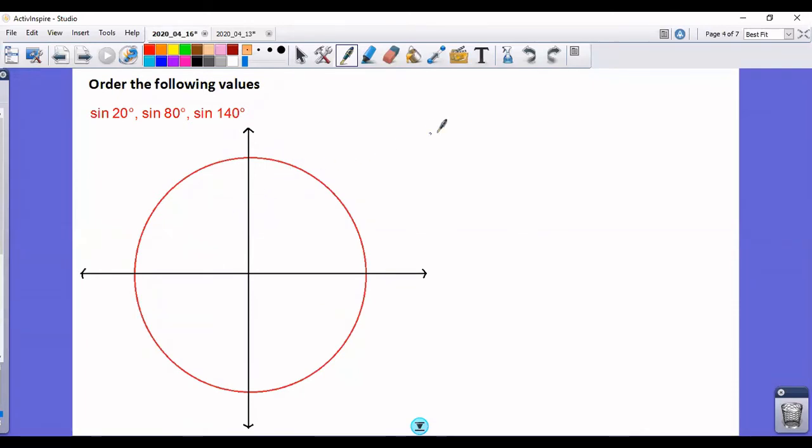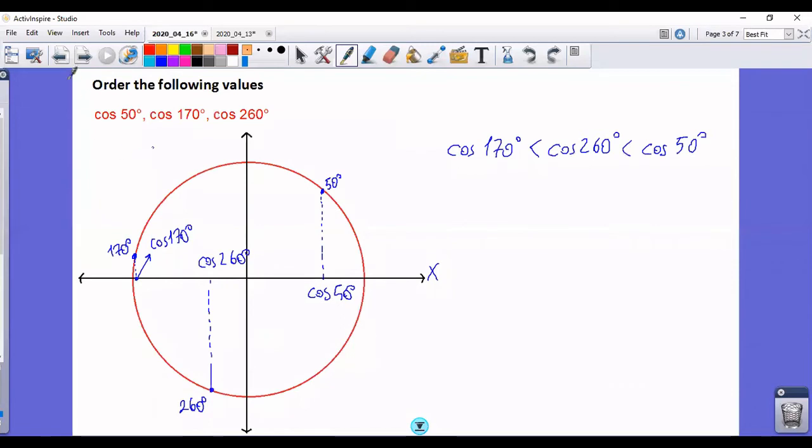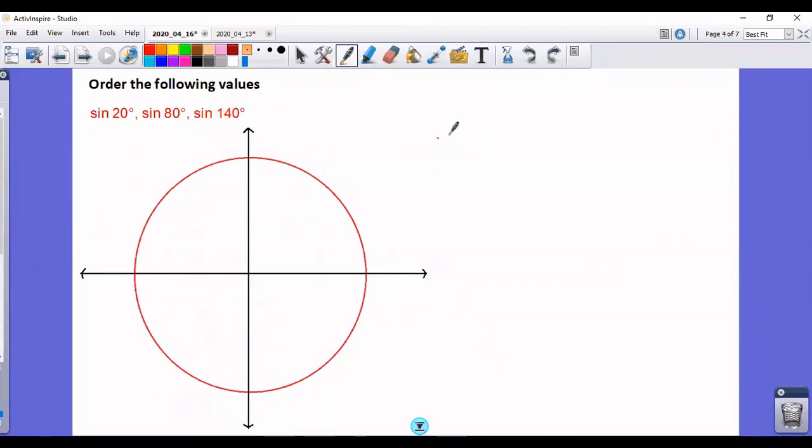Okay, now let's look at this example. It is not really a difficult question, and we are going to do it with the same idea, but it may be a little bit complicated here. There is an exception here, I'll show that to you. So this is, let's say, 20 degrees, and this is, let's say, 80 degrees. We are going to be finding the sine values, which is the y-axis. So this is sine of 20 degrees, and this is sine of 80 degrees.